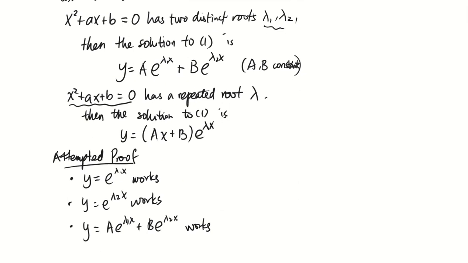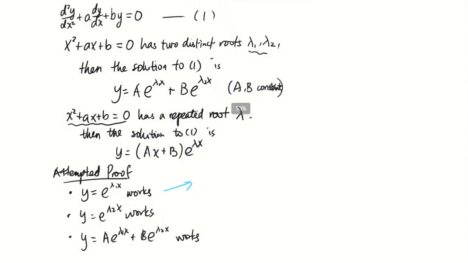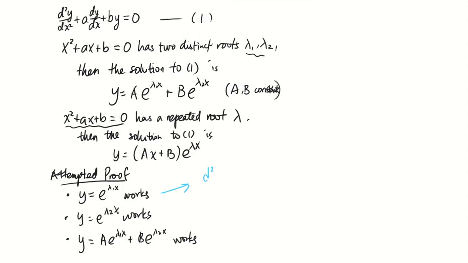For example, if you look at the first part, why does e to the lambda 1 x work? Because dy/dx is equal to lambda 1 e to the lambda 1 x by the chain rule, and d squared y/dx squared is just equal to lambda 1 squared e to the lambda 1 x.